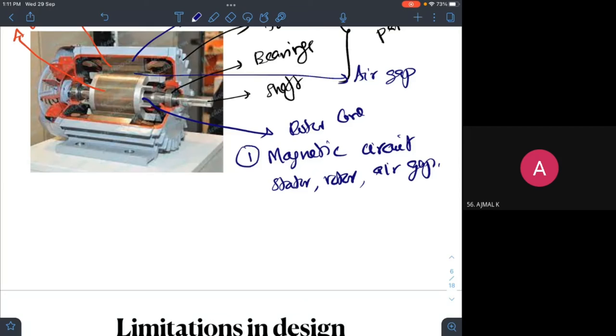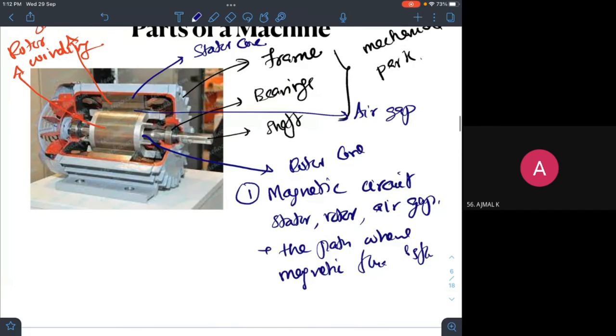And magnetic circuit means what? The path through which your magnetic flux is flowing, that is your magnetic circuit. It will even constitute the yoke, that is, the frame part also. So that is your magnetic circuit.